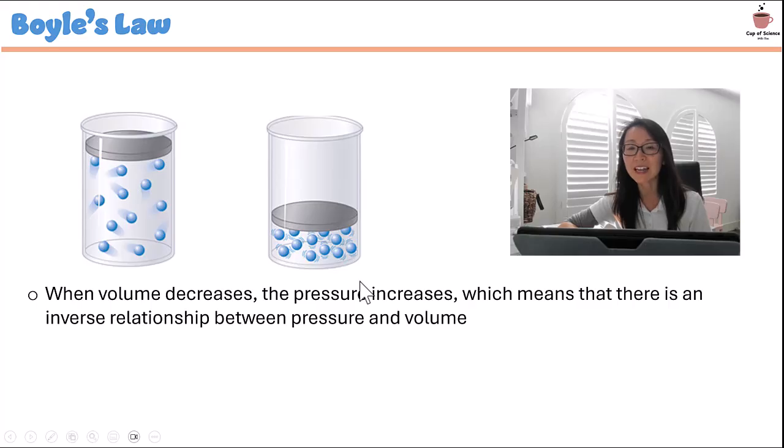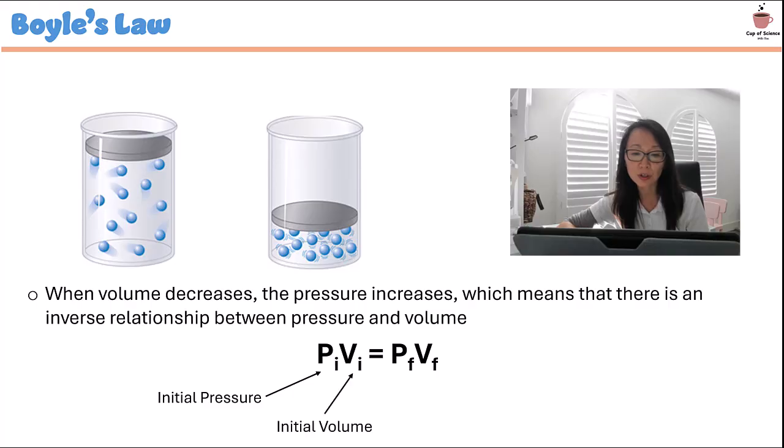This means that there is an inverse relationship between pressure and volume. So if volume goes up, pressure diminishes, but if volume diminishes, pressure goes up. So it's in the opposite direction. Another way to describe this phenomenon is through Boyle's law, and that's PiVi equals PfVf. Pi refers to initial pressure, Vi refers to initial volume, Pf refers to final pressure, and Vf refers to the final volume.